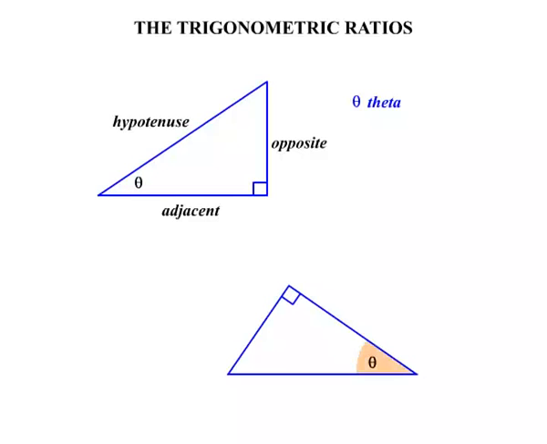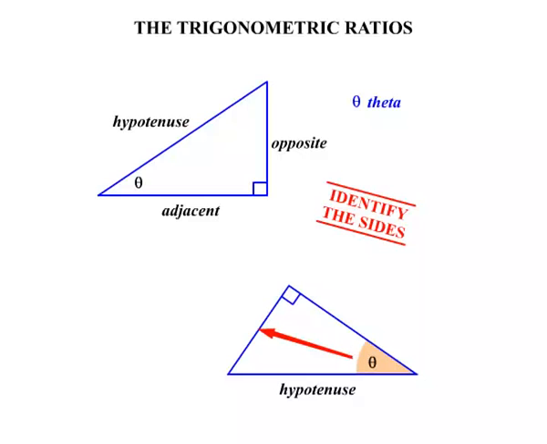Now let's look at a different orientation of a right-angled triangle. There's theta. So identifying the sides, again the hypotenuse is the longest side. Then from theta, directly opposite is the opposite side, and next to theta is the adjacent side. So we need to become quite good at identifying the sides in relationship to the angle.